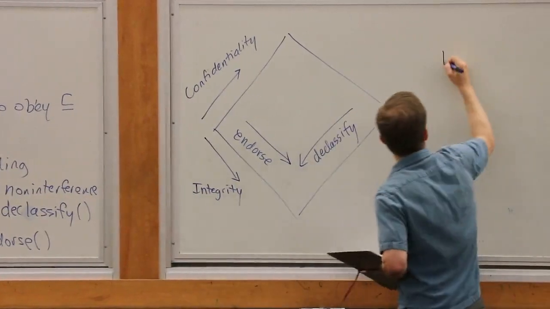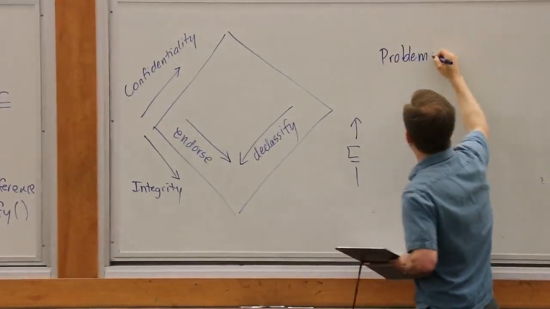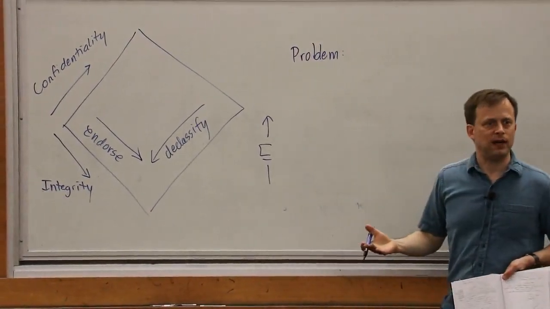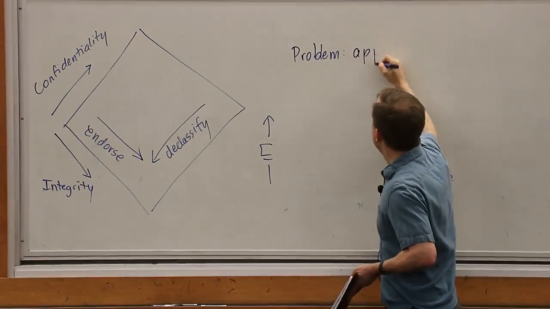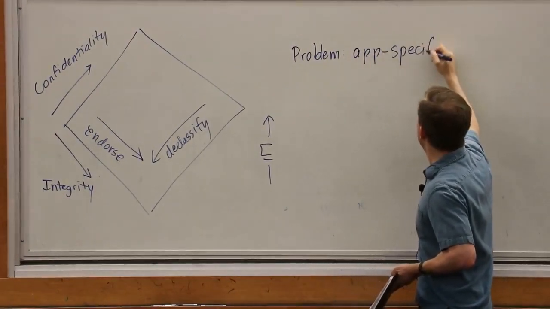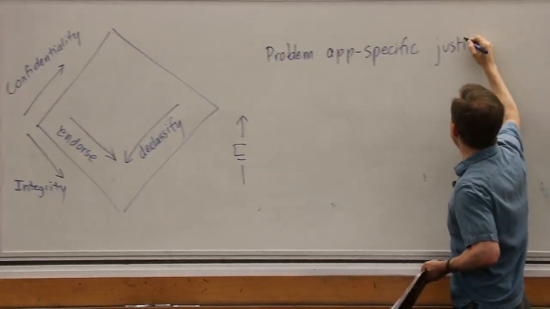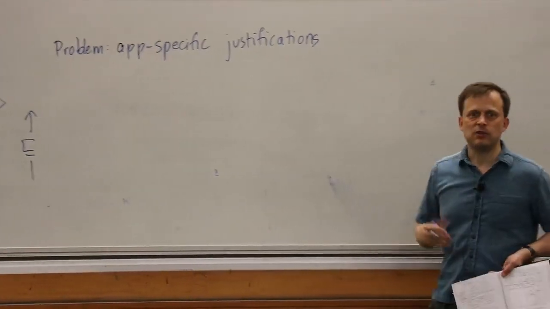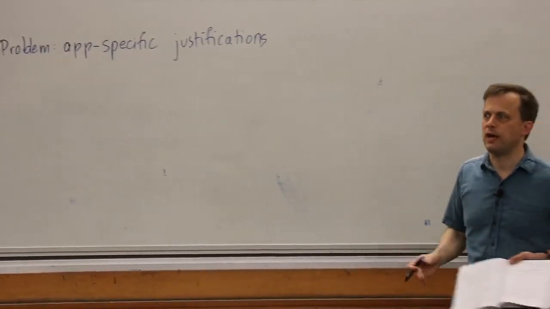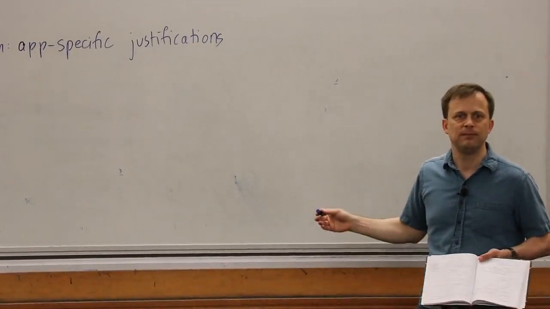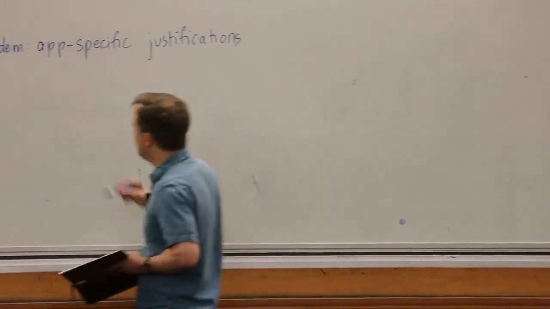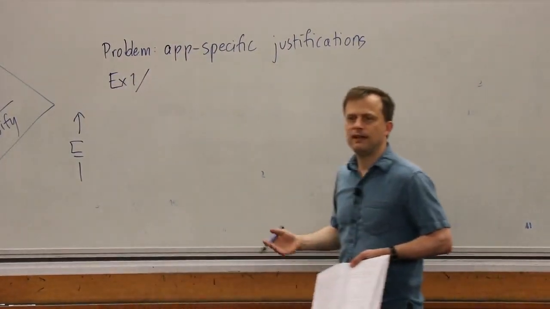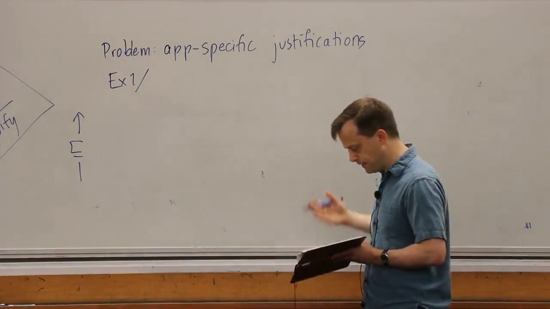The general problem with reasoning about downgrading, well, at least one problem, is that there's no one reason why downgrading is appropriate. The justification for why it's okay to do downgrading really depends on the application. And so it's hard to capture all of the different possible reasons why it's okay in any kind of simple type system. So let me give you some examples of downgrading to give you a sense of the scope here.